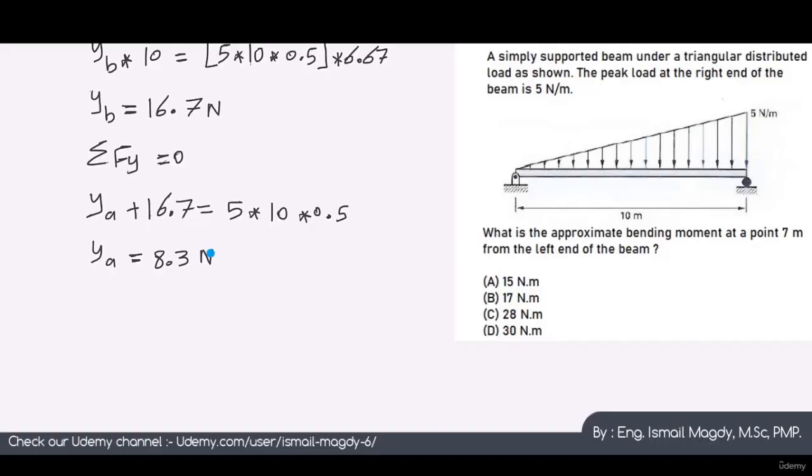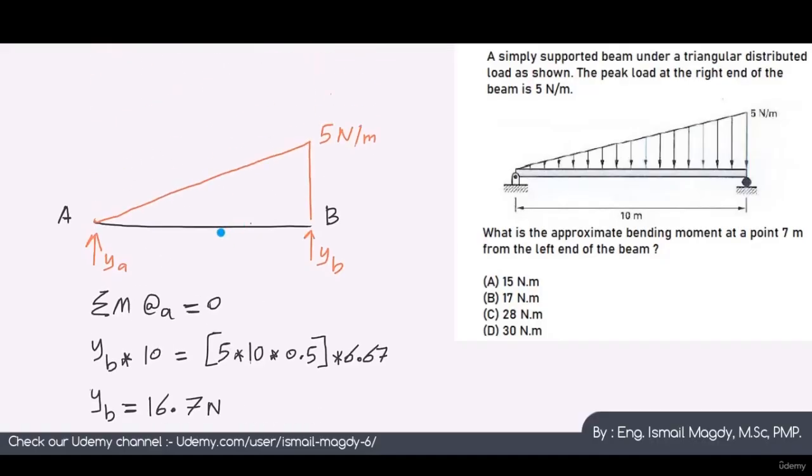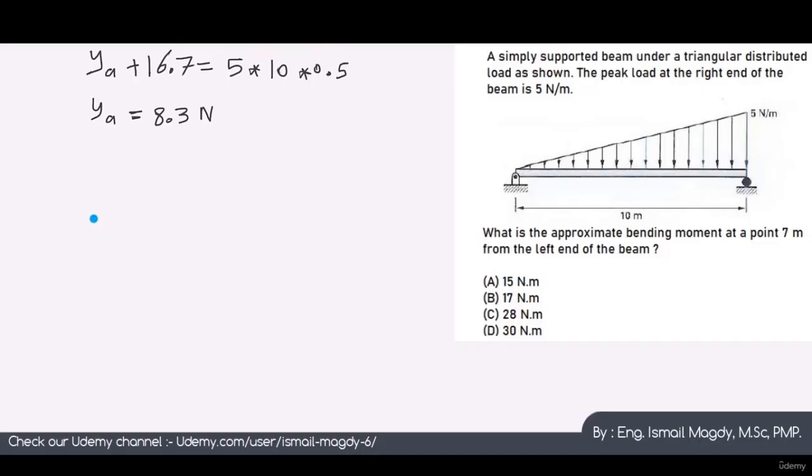Here he wants in this problem to calculate the moment at distance of 7 meter. So we want the moment at distance of 7 meter. So let's draw this triangle. This is our triangle, and this is our load. This is 5 Newton per meter, and we have this distance of 10 meter.